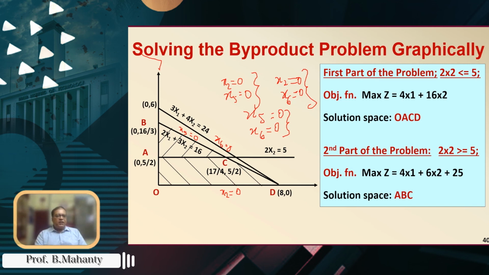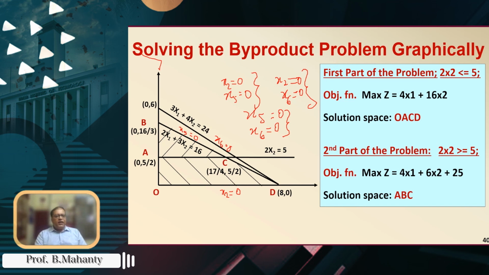The objective function is maximize z equal to 4x1 plus 16x2. So the solution space will be OACD. You see these are the two constraints. Look, an interesting thing: they are going through the same point. If you take the x1 axis, which is x2 equal to 0, all three constraints are going through the same point. That means there is a degeneracy here. So you must also observe those things.